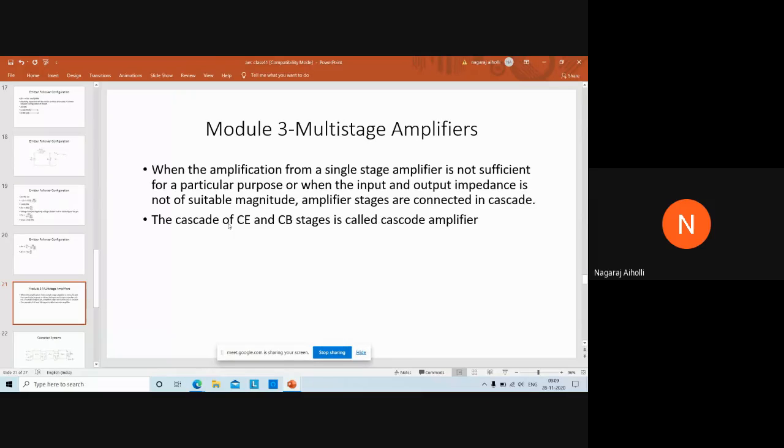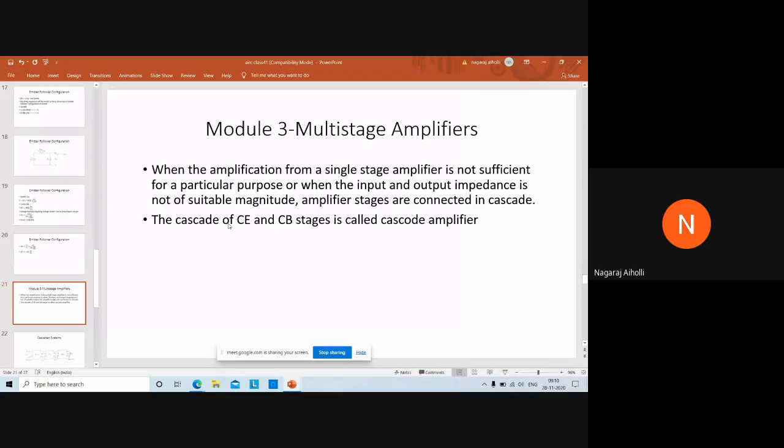Cascade means the output of one stage is applied to the input of the second, then the output of the second is applied to the input of the third, and the output of the third circuit is applied to the input of the fourth circuit, like this. We are connecting in the form of a cascade, just like how the bogies of a train are connected, to get higher gain, which will be useful for certain applications.